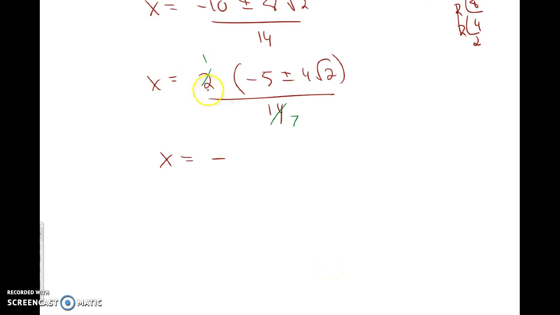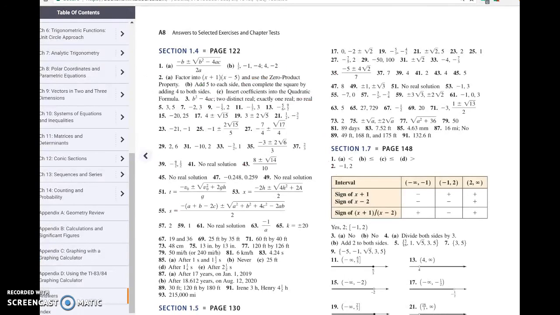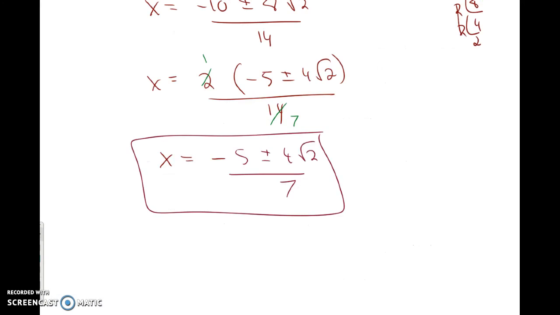Don't complain. Negative 5 plus or minus 4 square root of 2, over 7. And now I'm just going to check my answer in the back and just pray that it's right. Negative 5 plus or minus 4 root 2 over 7. Okay, I think we're good finally.